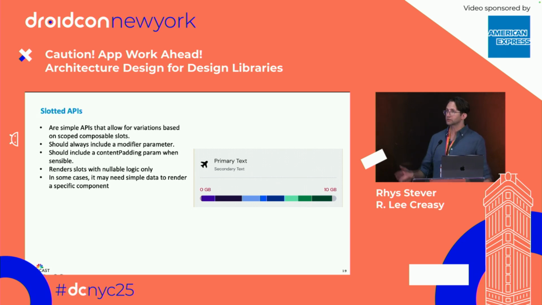Anyways, you all should be really familiar with slotted APIs if you're using Compose. They're really simple APIs that allow for variations based on scoped composable slots. For these ones, we try to always include a modifier parameter. It's super important. We find that not only is that best practice for Compose and Material, but our engineers already know how to use it pretty well. It's a great thing to use. Always have a modifier parameter.